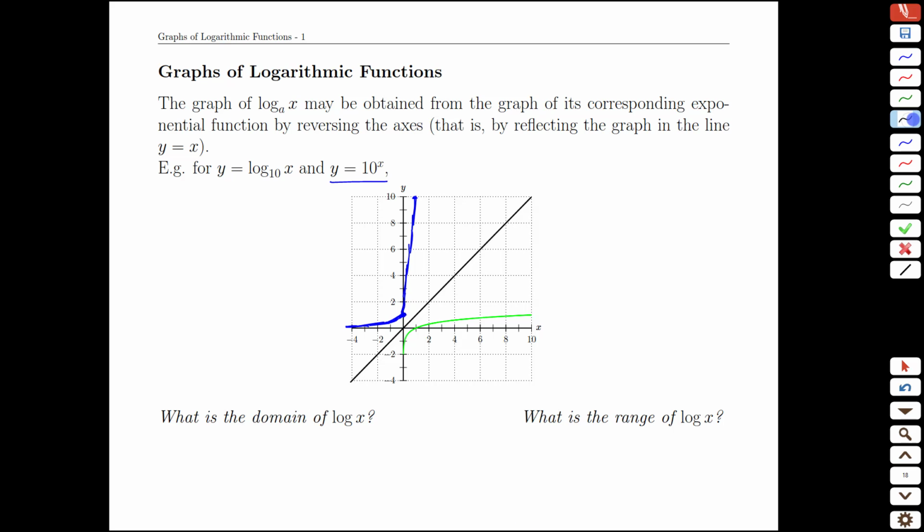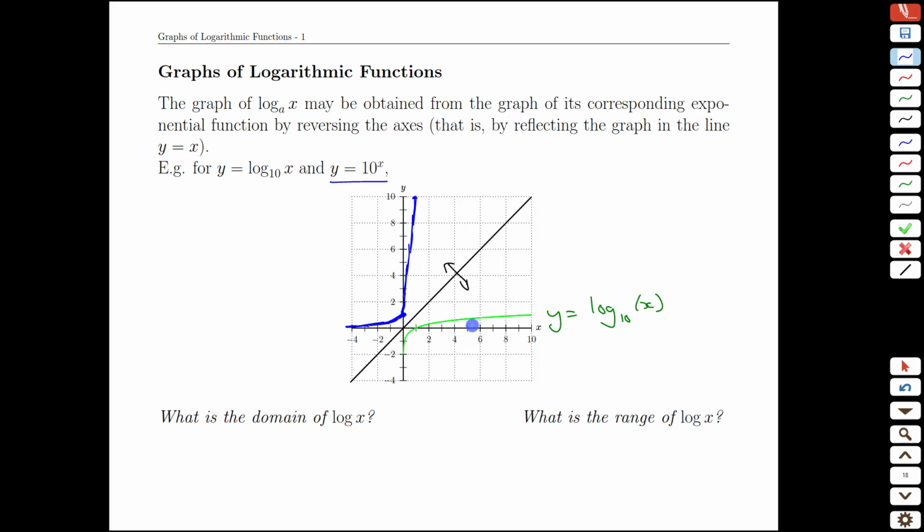But we can see the relationship between that graph and the green line here, which is the graph of y equals log base 10 of x. They're simply reflections, where this graph goes through 1 and 10. This graph here, the inverse, goes through 10, 1. The y and x roles are reversed.